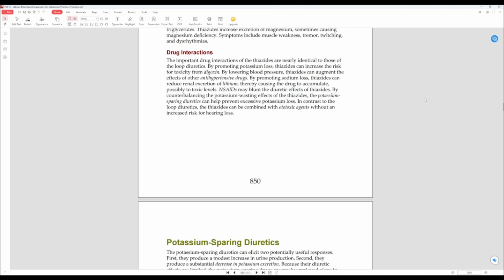By counterbalancing the potassium-wasting effects of the thiazide, the potassium-sparing diuretics can help prevent excessive potassium loss. In contrast to loop diuretics, you can use thiazides with medications that are ototoxic without increasing the risk for hearing loss.